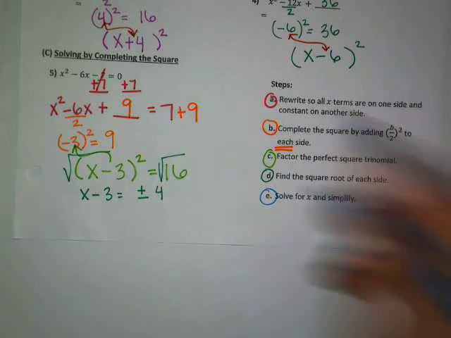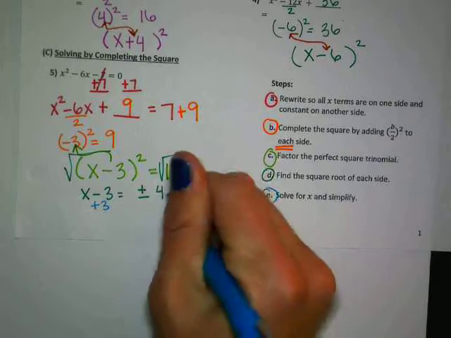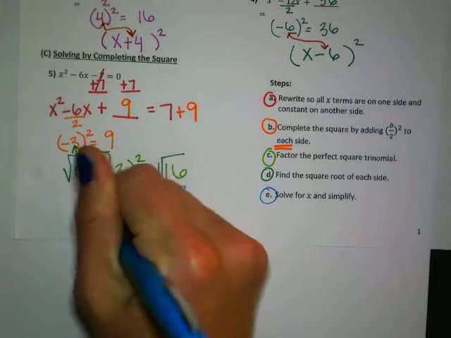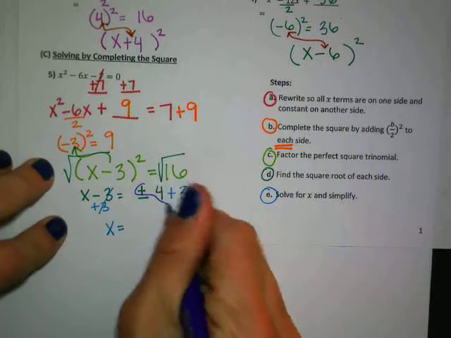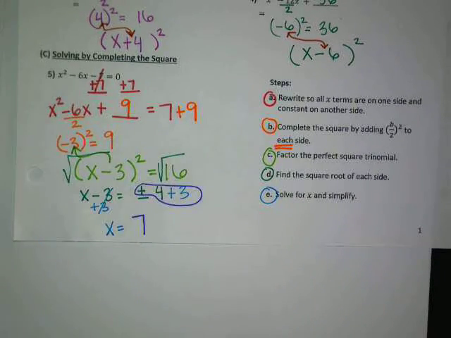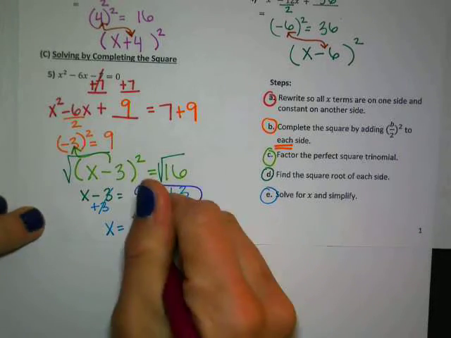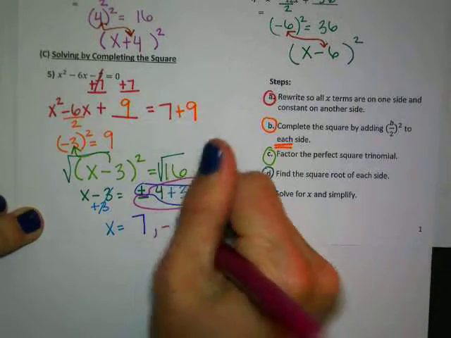Alright, and then last step, E, solve for x. So what's the last thing I need to do? Plus 3. Okay. Now, this might be a little tricky here. The plus minus are two separate numbers. You have positive 4 and you have negative 4. So you have to treat it separately. What is positive 4 plus 3? 7. And what is negative 4 plus 3? Negative 1.